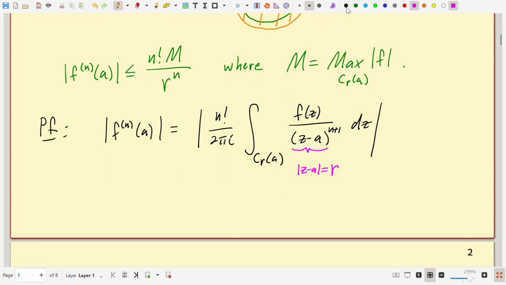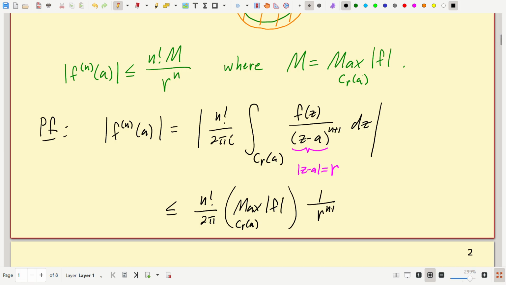And so when I do the basic estimate on this integral, I get that this is less than or equal to n factorial over 2 pi, times the maximum of the modulus of f on the circle of radius r about a. And that thing in the denominator gives me a 1 over r to the n plus 1. And the basic estimate says now I have to multiply this by the length of the circle, which is 2 pi r.